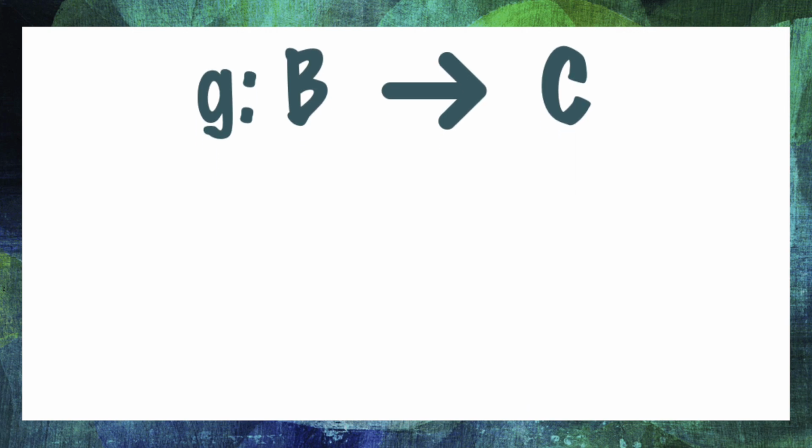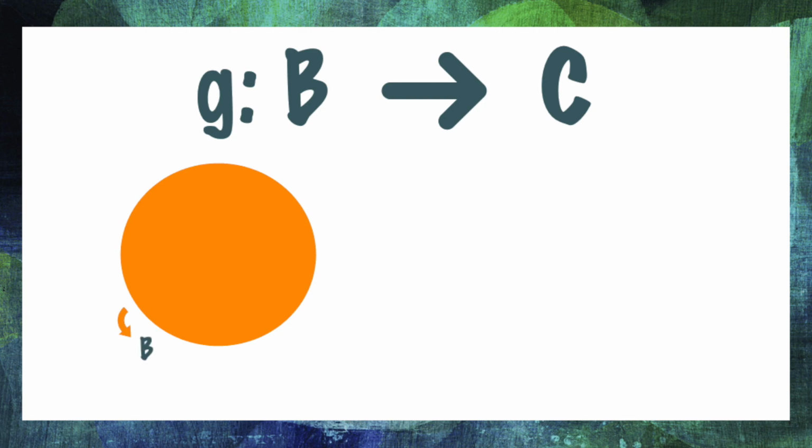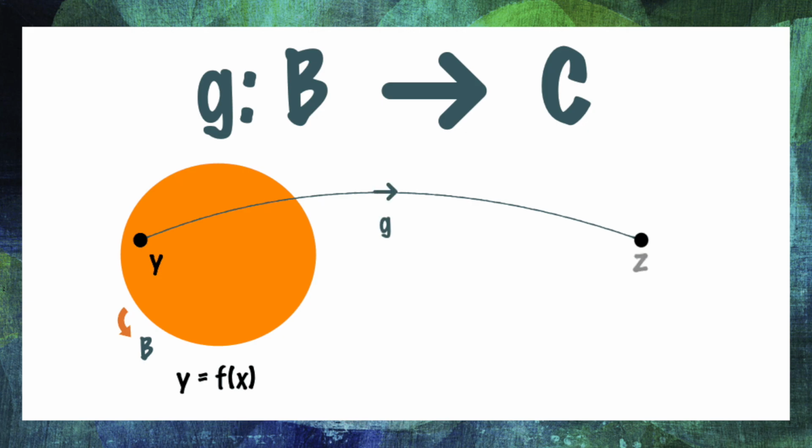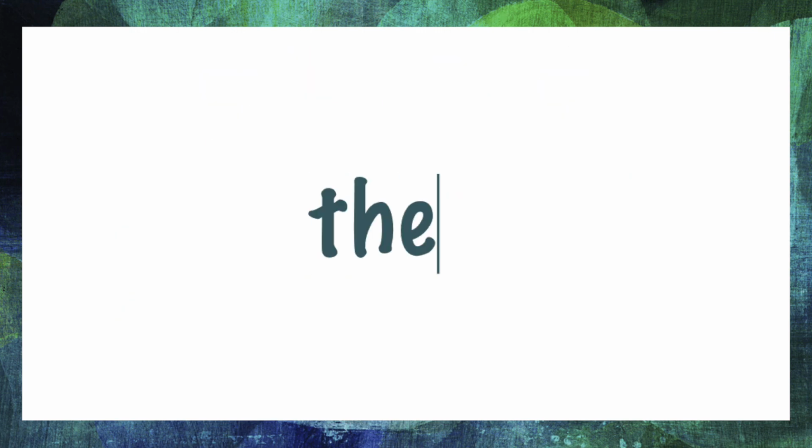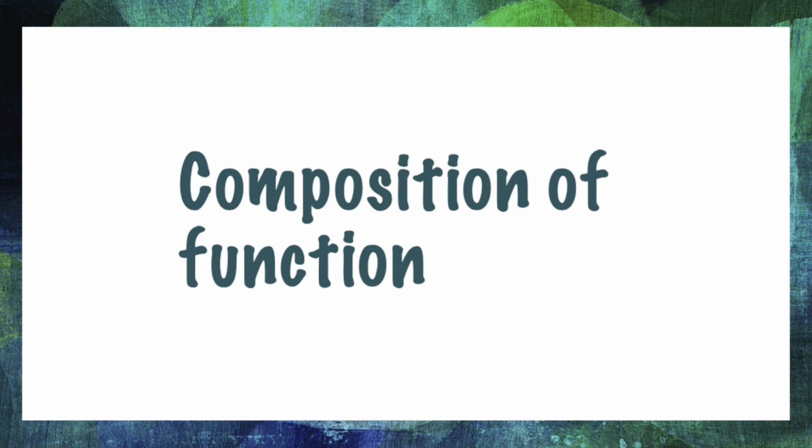So let's take a look at function g pictorially now. Our domain is B. We take an element in B, which is y. Apply g on our element y. And we get an element z, which is defined as g of y, which can also be written as g of f of x. And the collection of all such possible z will be called our set C. Then the composition of function is a function g naught f. We start with f and then continue with g.